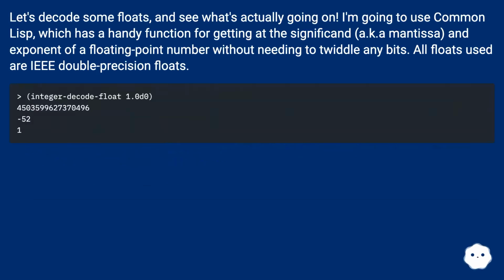Let's decode some floats and see what's actually going on. I'm going to use Common Lisp, which has a handy function for getting at the significand, aka mantissa, and exponent of a floating point number without needing to twiddle any bits. All floats used are IEEE double precision floats.